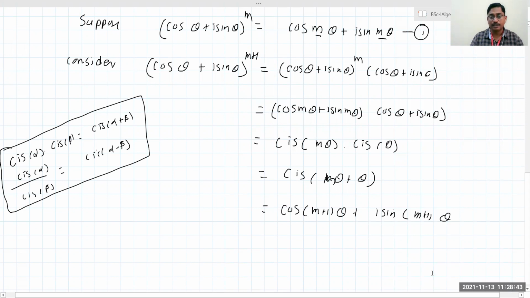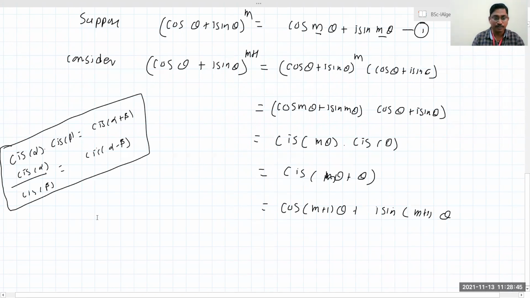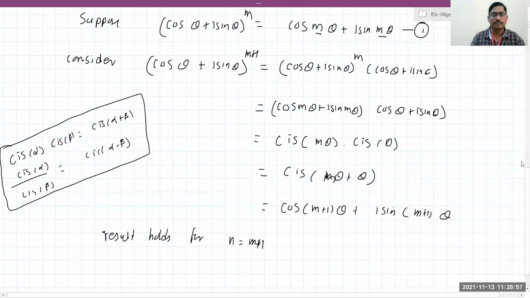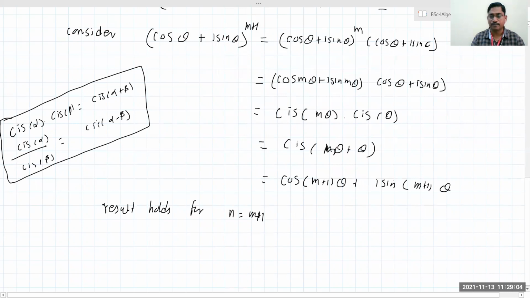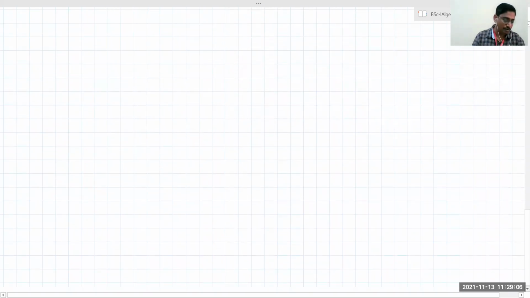So you can see it holds for m equal to 1. The statement or result holds for n equal to m plus 1. So similarly, it holds for m plus 2, m plus 3, and in general all. So that is the induction principle. Thus, the result holds for all natural numbers. The statement is true for all.